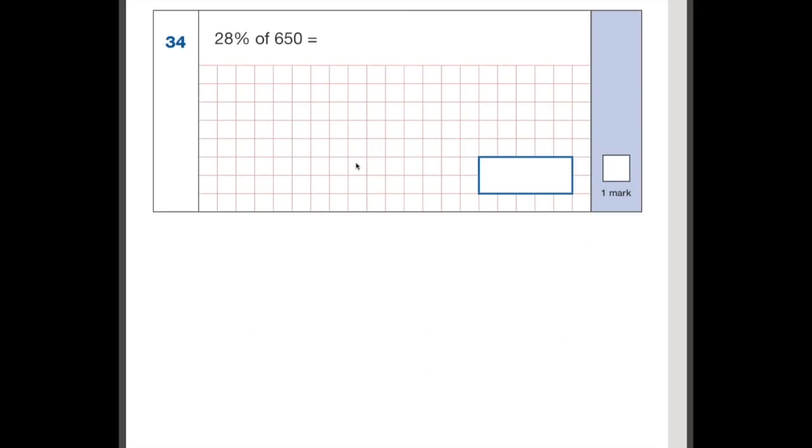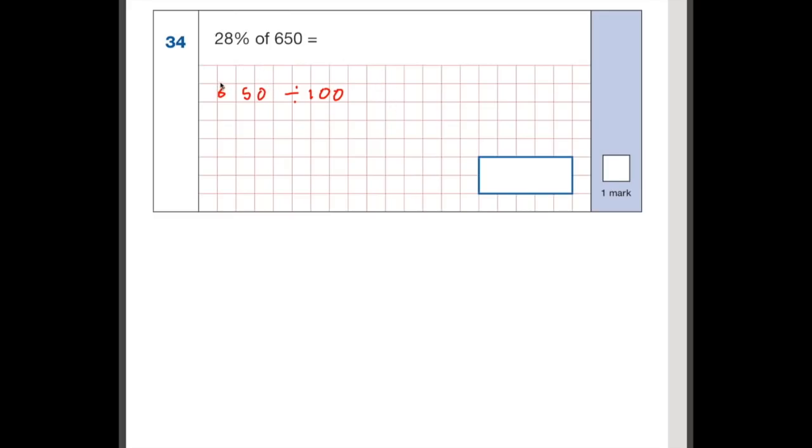Number 34 is another percentage question. So a trick with this is to find 1% or 10% and then just keep stacking them up until we can get to 28%, and I'll show you how to do that. I would start with 1% in this case. So to find 1% of something, we divide it by 100. So 650 divided by 100, you should know, is it moves 2 spaces to the right.